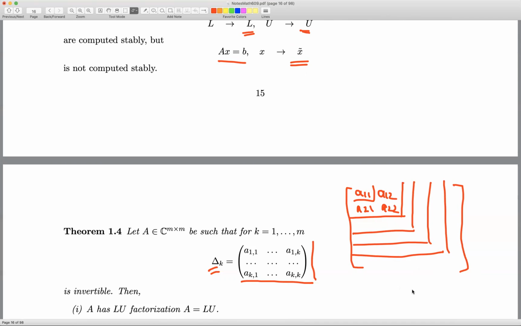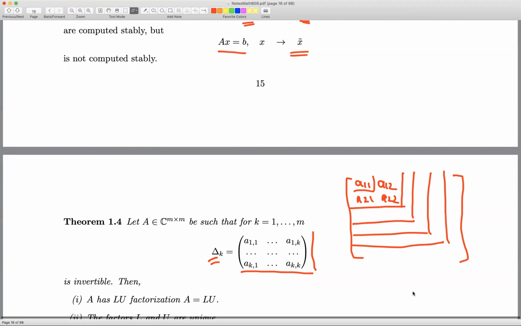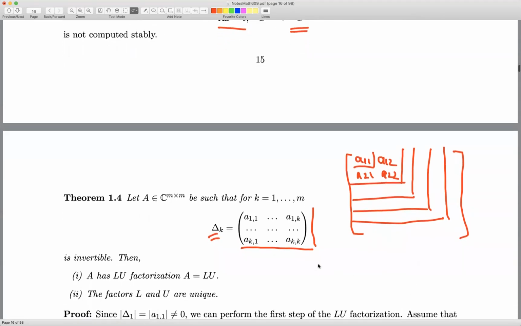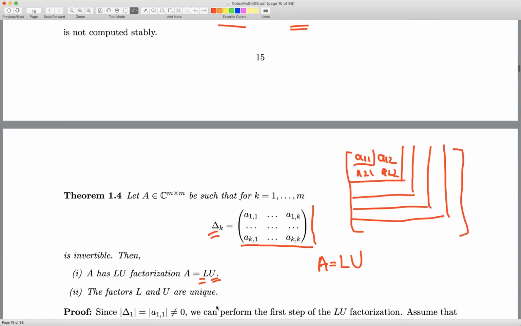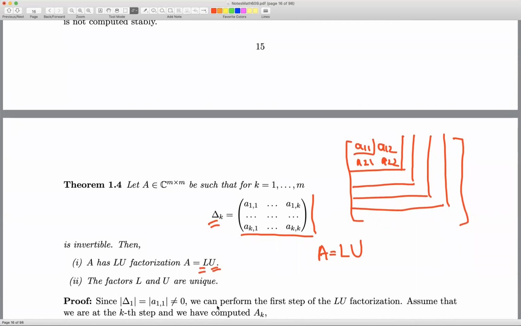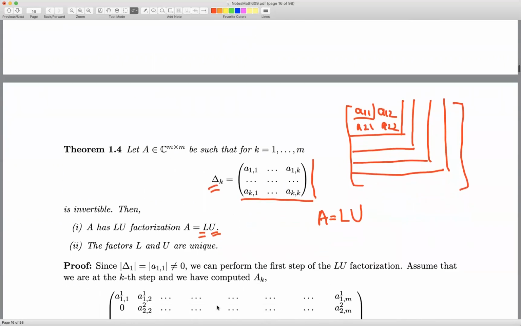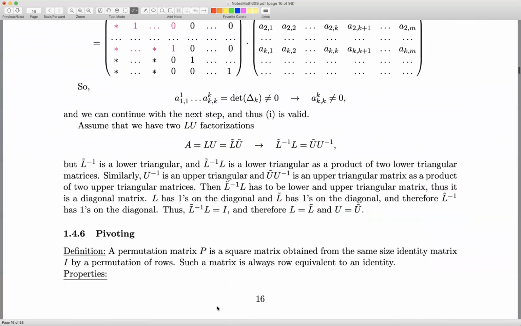If the matrix A satisfies this condition, then the matrix A has an LU factorization. So A can be written as L times U, and the matrices L and U that participate in this LU factorization are actually unique. As I said, we're not going to go into the discussion of that, but this is just a theorem that tells you that there are cases in which, based on the properties of the matrix A, you can guarantee that the matrix A has an LU factorization.